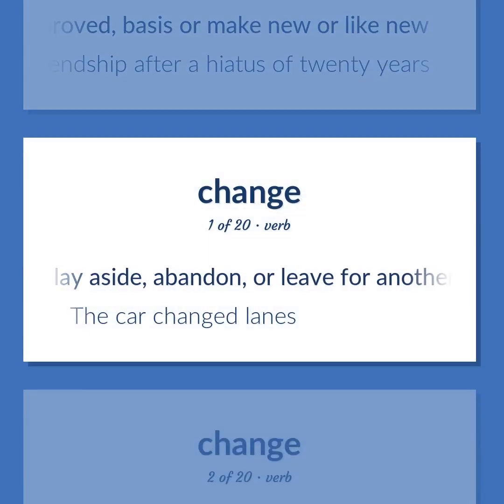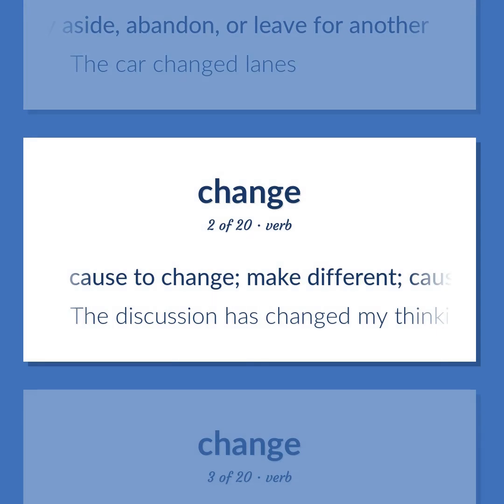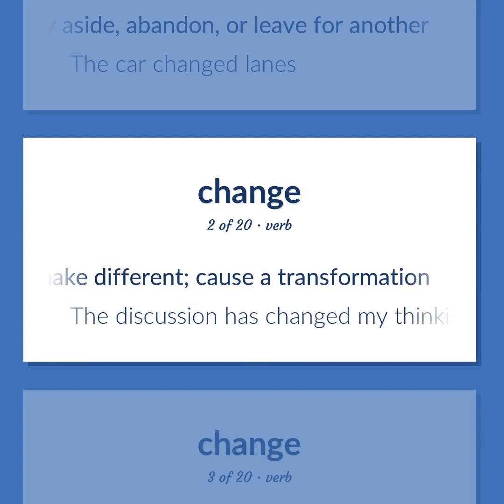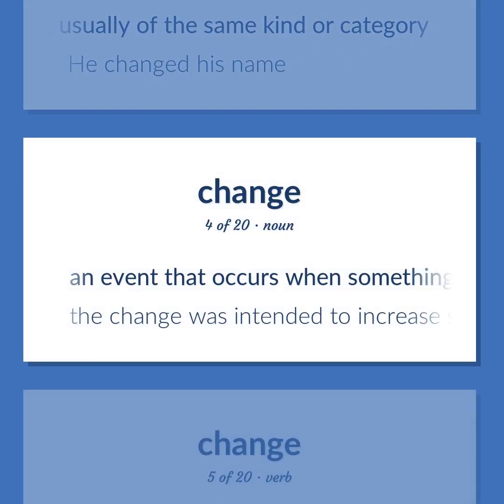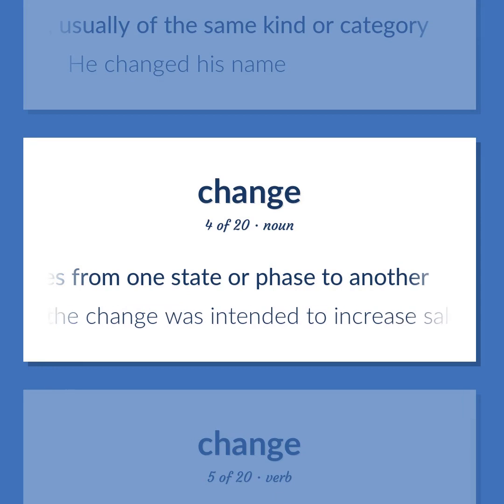Lay aside, abandon, or leave for another. The car changed lanes. Cause to change, make different, cause a transformation. The discussion has changed my thinking about the issue. Exchange or replace with another, usually of the same kind or category. He changed his name. An event that occurs when something passes from one state or phase to another. The change was intended to increase sales.